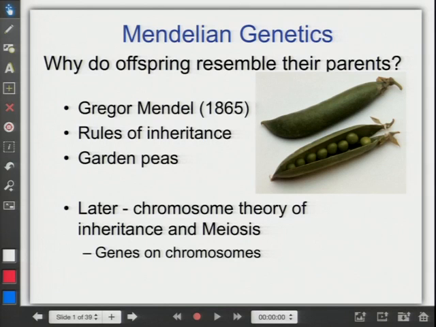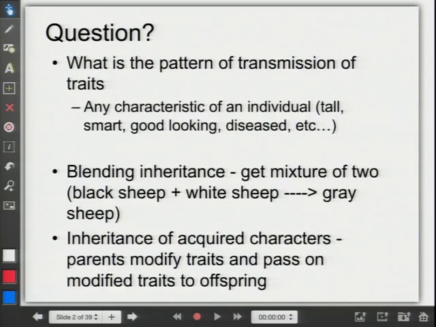So he used these because it gave him lots of numbers, and he could play out in the fields and look at all kinds of stuff. At the time, in the 1800s, blending inheritance was what people thought happened. Nobody had any idea about genes or chromosomes, really, or how meiosis worked or anything. They were just guessing. And so sometimes offspring looked like a blend of their parents.